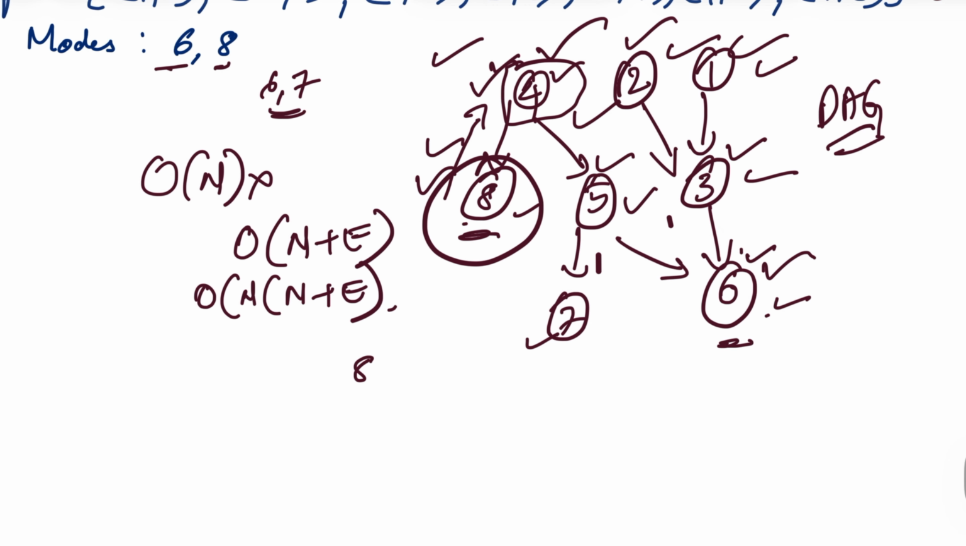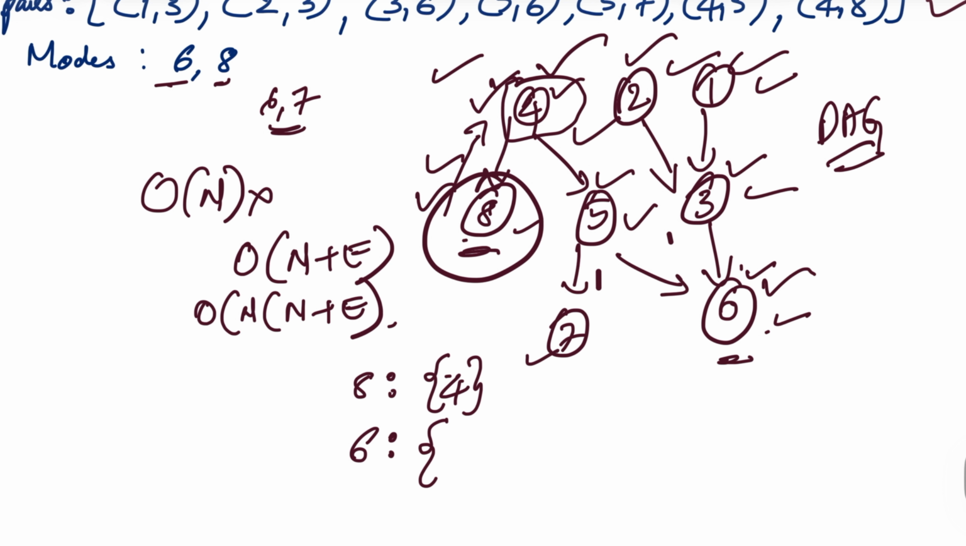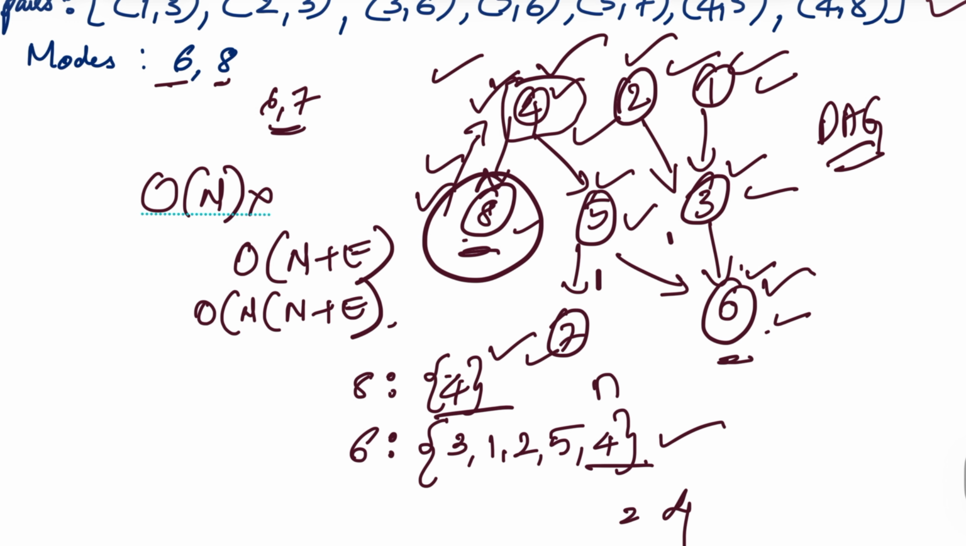Let me explain. Take 8. What are the ancestors of 8? Just 4, right? Now take 6. What are the ancestors of 6? 3, 1, 2, 5 and 4. So we got all the ancestors of 8 and all the ancestors of 6, correct? And if you find the intersection between these two sets, what is the intersection? That is nothing but 4, right? So we have at least one common ancestor between 6 and 8. So we return true in this case.